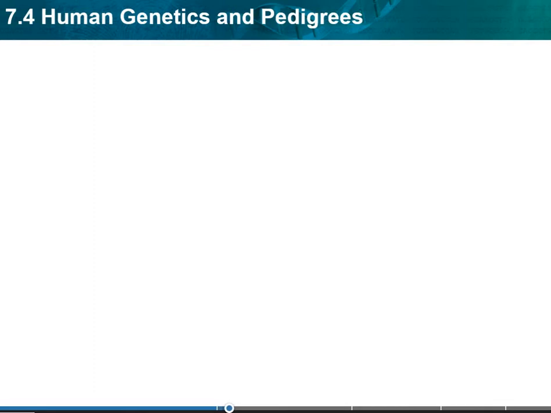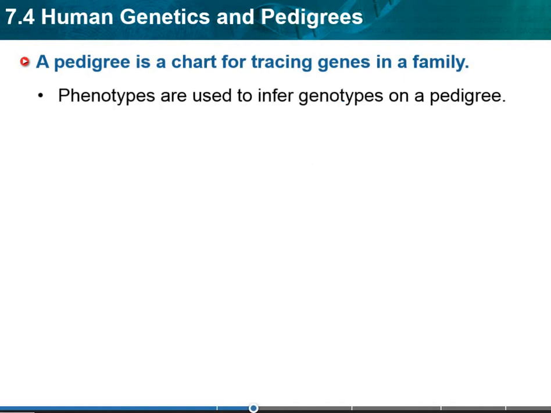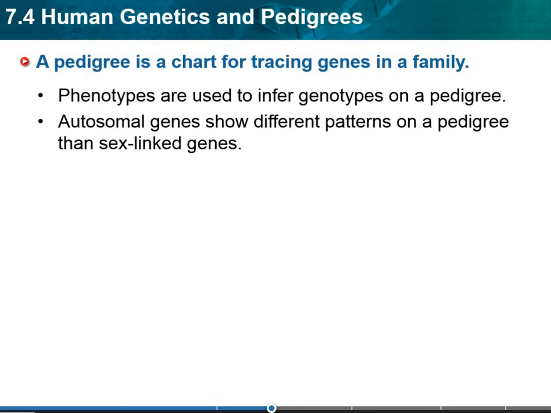A pedigree is a chart for tracing a gene in a family. So phenotypes are used to infer genotypes on a pedigree. Autosomal genes show a different pattern than what you would find with sex-linked genes. So right here is one that's showing an autosomal one. So you can see it's an equal opportunity one. If we're looking at it, females are circles, males are squares.